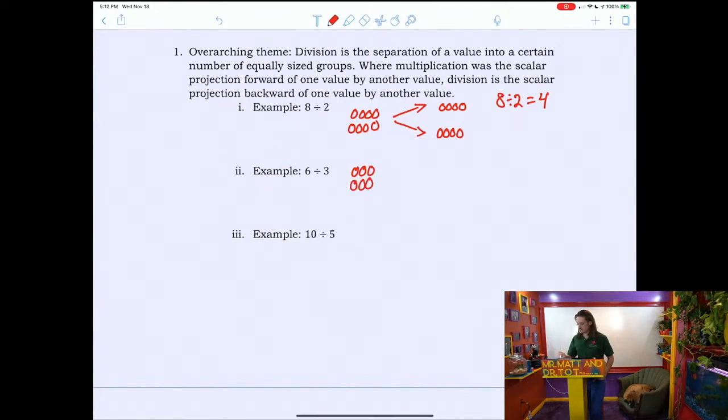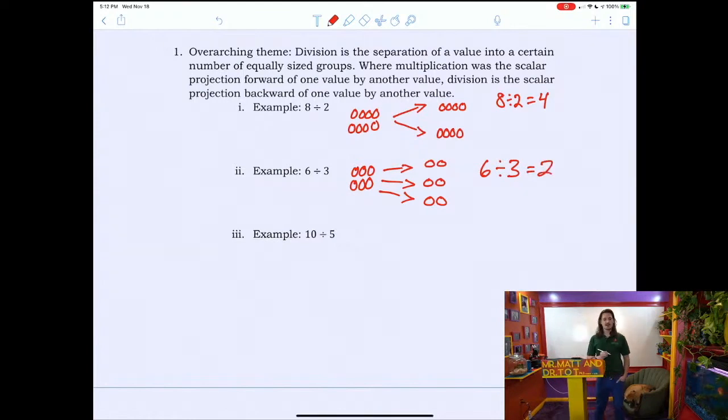If we have 6 items and we divide them into 3 equally sized groups, then you would be able to put exactly 2 items in each group. So therefore, 6 divided by 3 is going to be equal to 2.